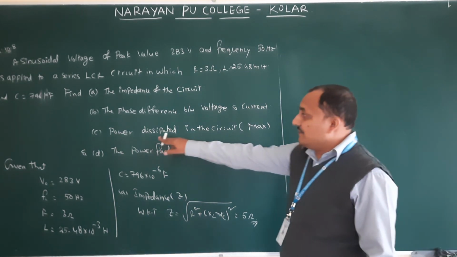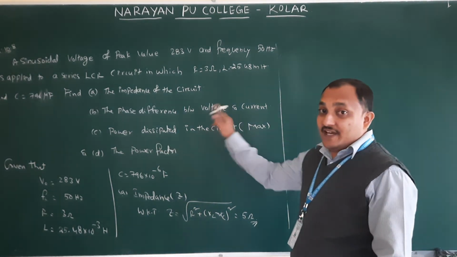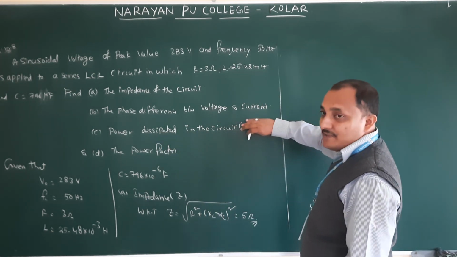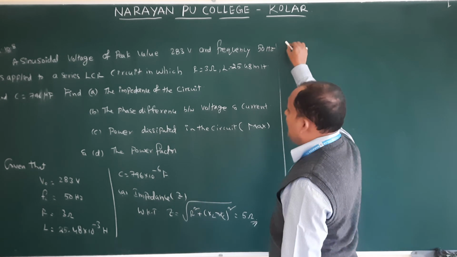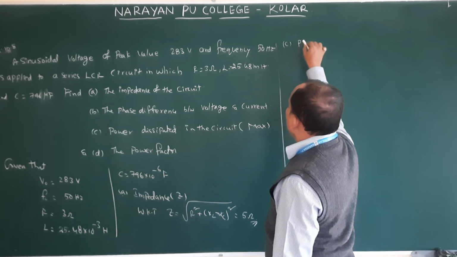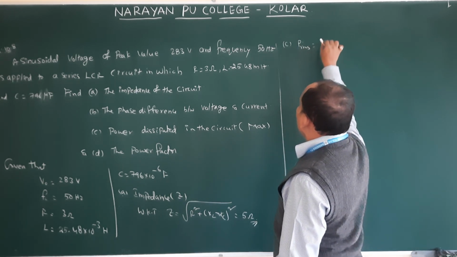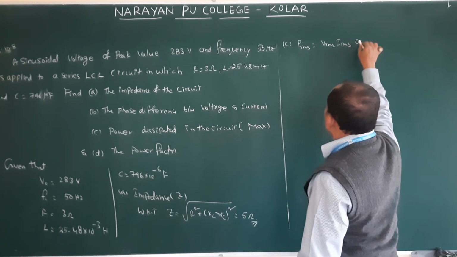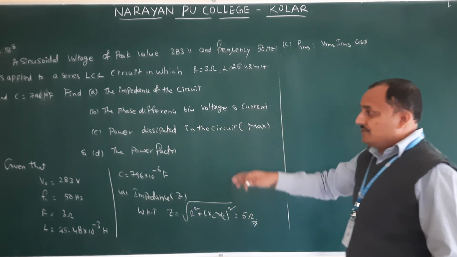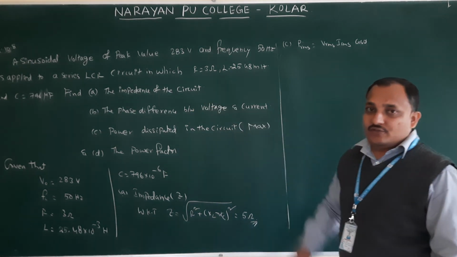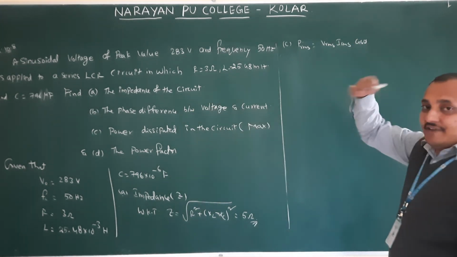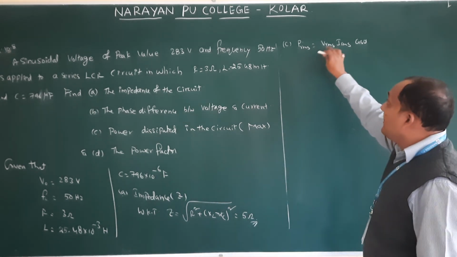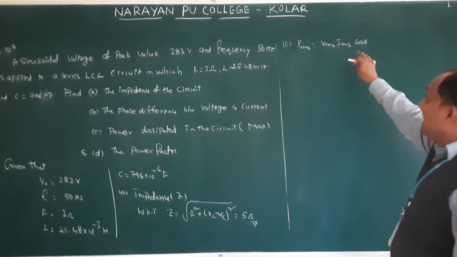So, very very important one: power dissipated in the circuit. If they ask power dissipated in the circuit, and they didn't ask maximum power, how to solve it? Always try to write RMS, otherwise you will get confused. If you simply wrote VI cos phi, you should not substitute V and I directly. Whenever they are asking power in AC circuits, always write VRMS, IRMS, cos phi.